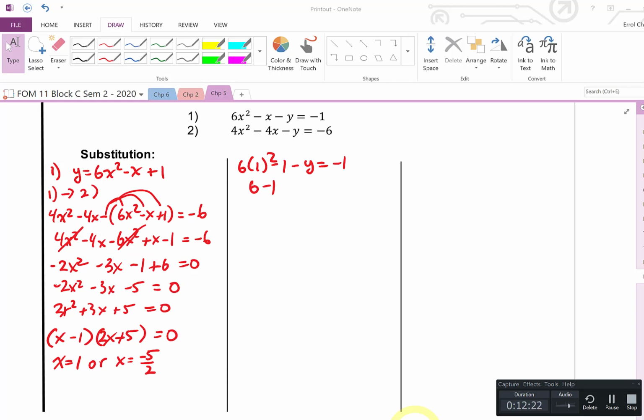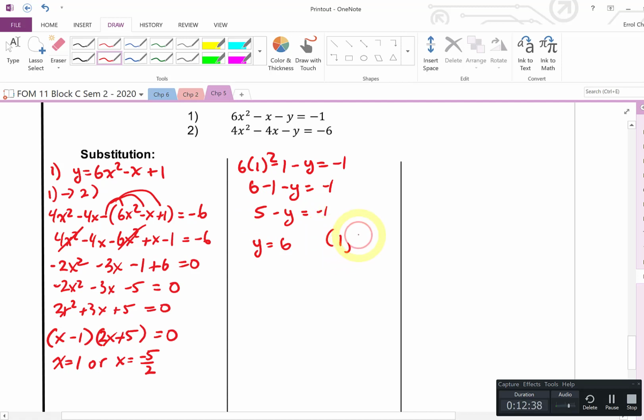6 times 1 squared is 6, minus 1 minus y is equal to negative 1. That's 5 minus y is equal to negative 1. The only way that works is if y is a positive 6. So one of the possible solutions is x equals 1, y equals 6. Now the other solution, negative 5 over 2, I'm not going to bother showing you the work, but the y value works out to 41. We just apply the same strategy: we apply x into this particular term and solve for y.